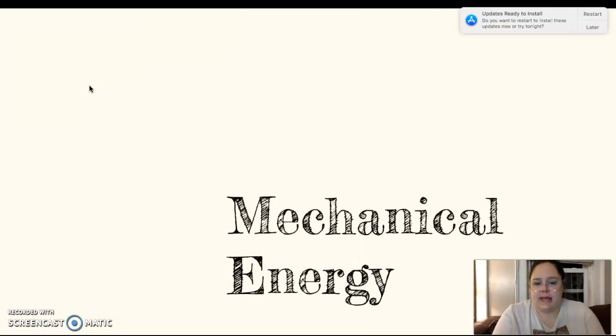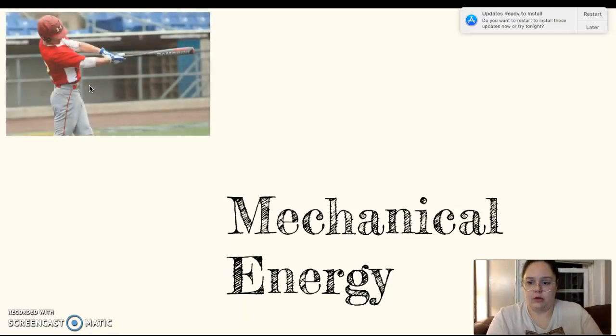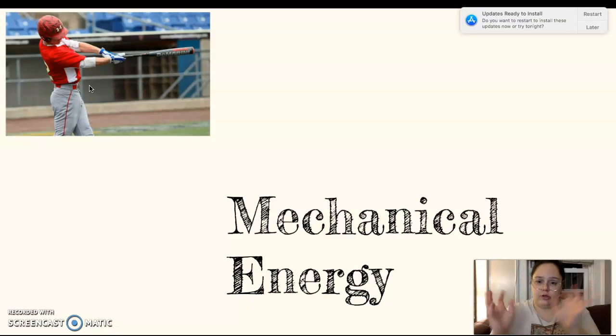The next one is mechanical energy, and when you see this, I want you to think of that word mechanical. When we think of something mechanic, we think of someone that works with tools, that's doing work with their hands. So mechanical energy is when something is moving, when energy is produced by something moving. When a baseball player swings the bat, they're producing energy with their arms and hands by swinging that bat. The bat itself doesn't have energy until it is picked up and swung.